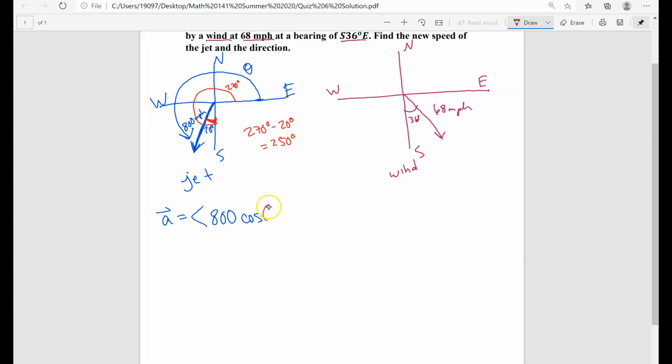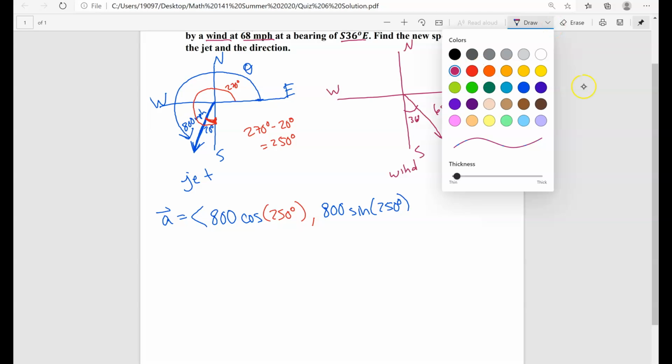That's the angle that goes in here, 250 degrees, and everything else is the same. So then you have 800 times the sine of 250 degrees. You have to do a little bit of geometry there.